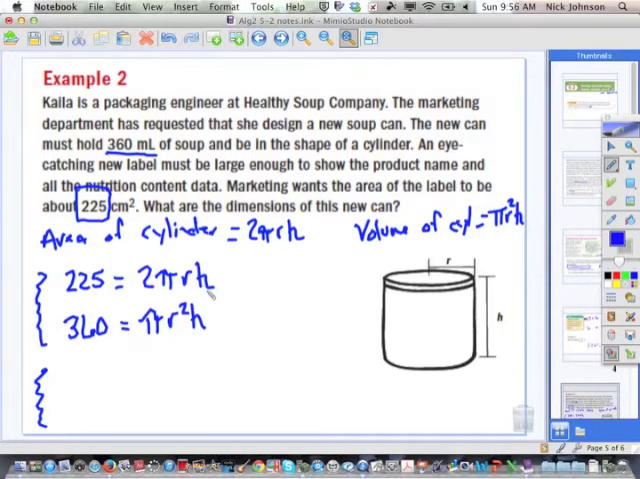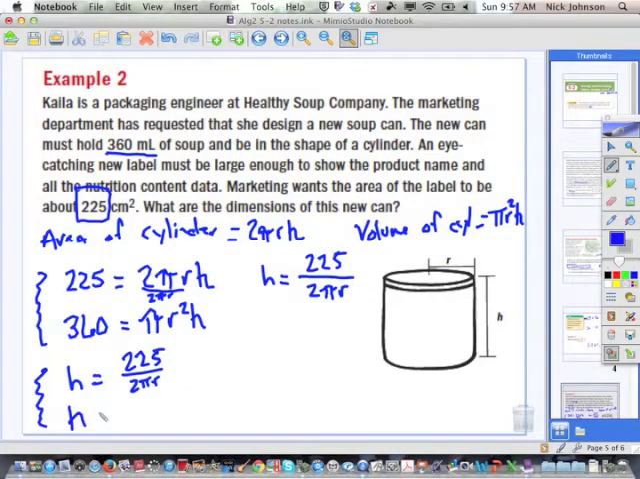So if I solve for h, that means everything else has to get moved to the other side, so I have to divide by 2 pi r. So h equals then 225 divided by 2 pi r. I'm running out of room.